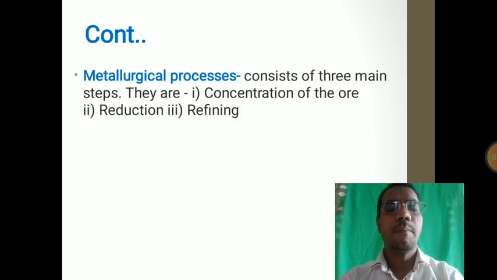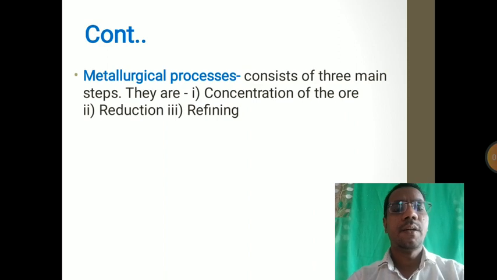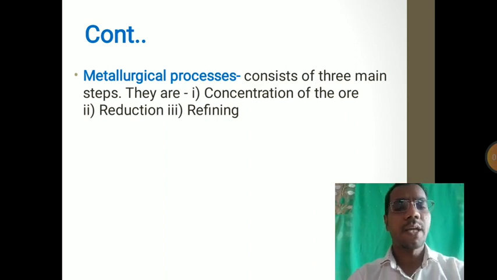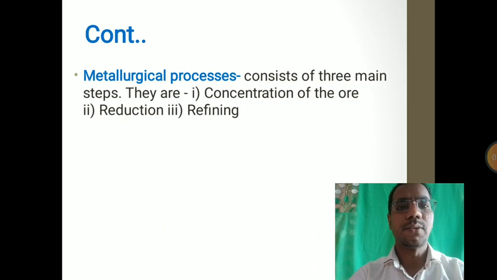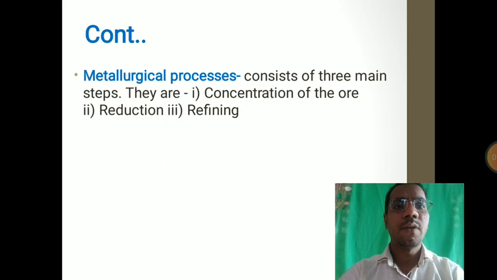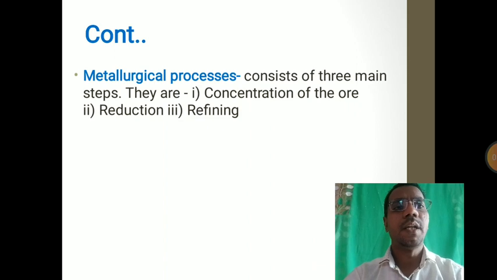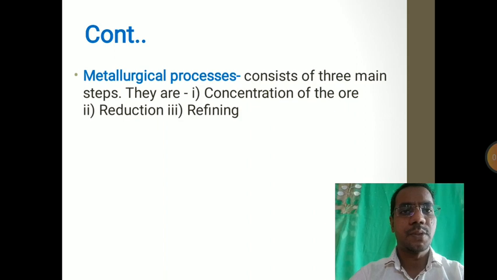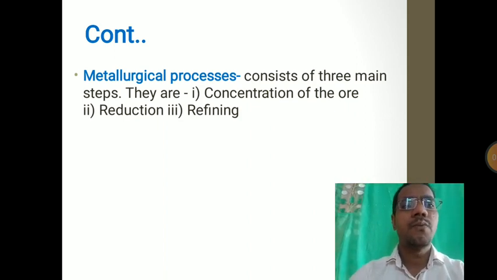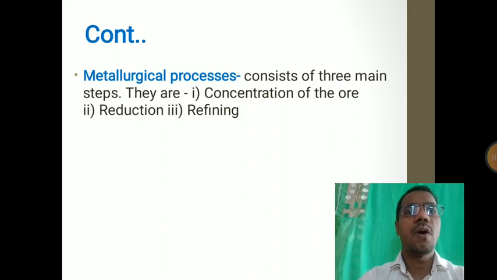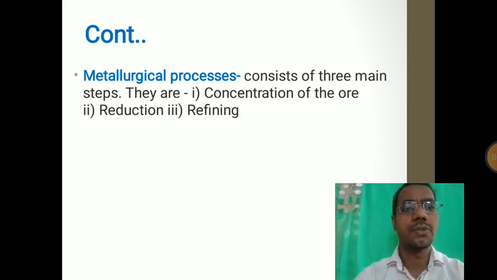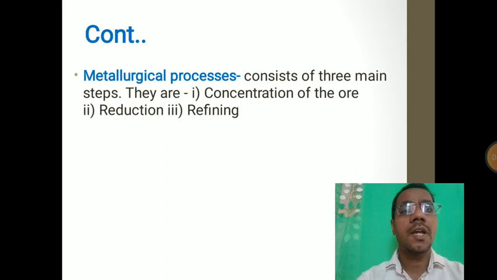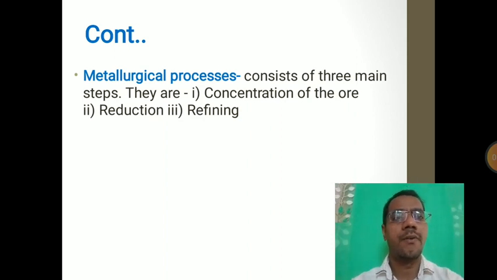Next, the metallurgical process. We know that metallurgy is nothing but the branch of science which deals with the study of extraction of metals. For the extraction of the metal we implement different kinds of steps. It contains 3 main steps, not processes, 3 main steps. What are the 3 main steps? First step is concentration of ore. Second is reduction, and third is refining.